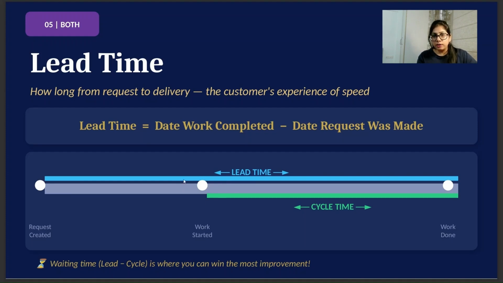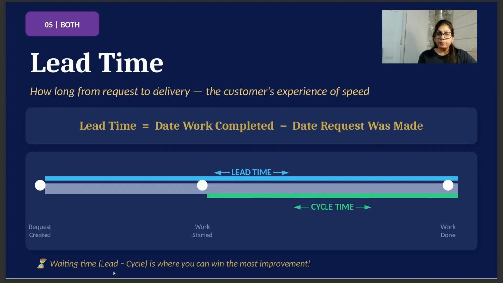So here is the difference between the two metrics. Lead time is from when the request was created in the system, or when you got the requirement from the customer, until it got delivered to the customer. Cycle time is from when the work actually started until when the work was done. This is where you understand the difference, and you measure what's the lead time of the team and what's the cycle time of the team.